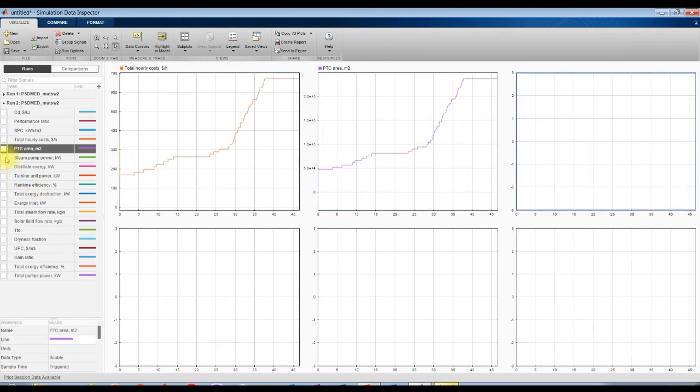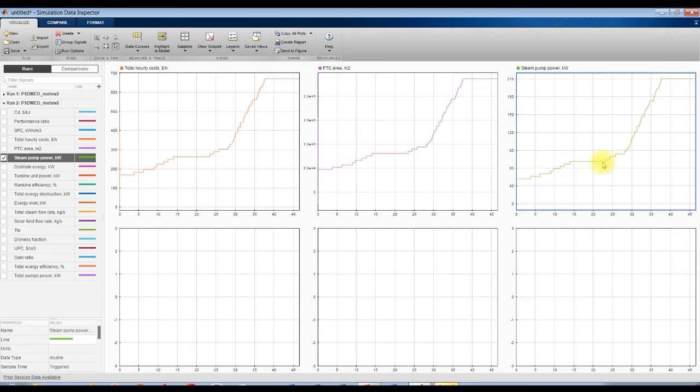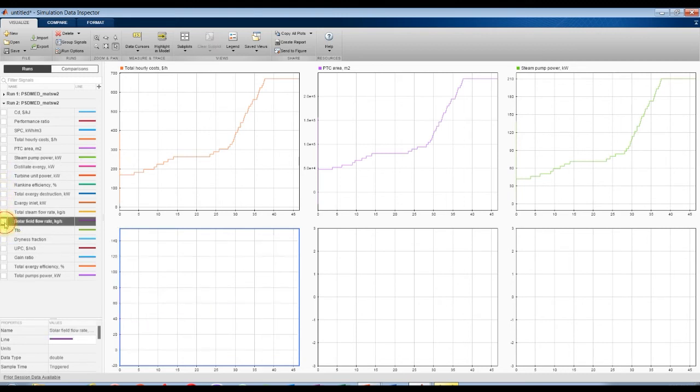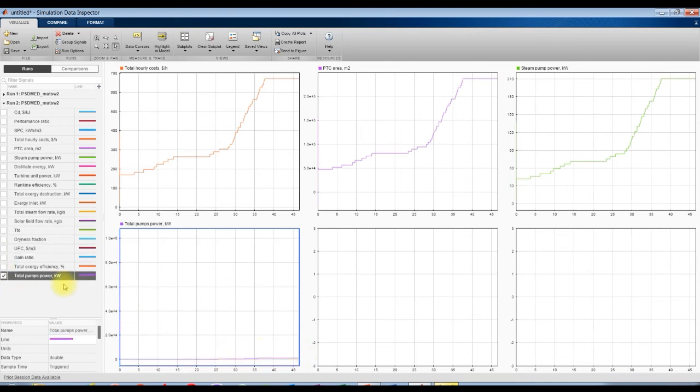And steam power, this is the pump power, this is pumping power. Okay, the same effect. This is solar field mass flow rate, sure. And the perpendicular of area, yes. Let's go for gain ratio, total exergy, yes, total pumping power, a little bit increasing. This is the turbine unit power. I mean, the same effect.